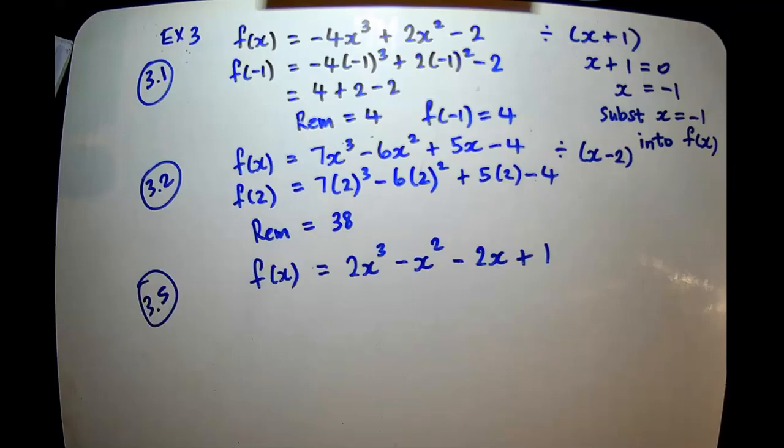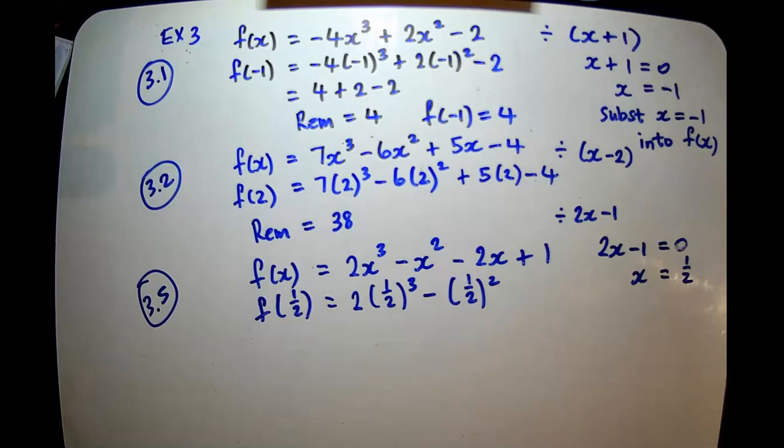3.5, f of x is equal to 2x to the power 3 minus x squared minus 2x plus 1, divided by 2x minus 1. Solve for x, we'll get a half. So substitute f of a half into the equation. Right? So into the expression, substitute that. And on our calculator, what do we get as a final answer?